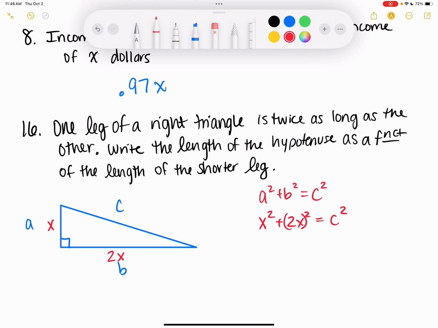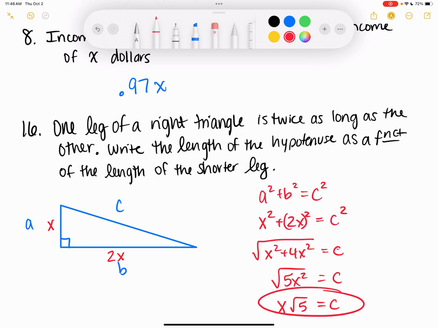So then, what do I need to do now? Take the square root of it. Yes, and what else? Combine X's. So what is this going to give me? X squared plus 4X squared, which is 5X squared, under the square root. Now, should I leave it this way? No, because it's a function. Take out an X. So X times the square root of 5 is equal to C, and that would be my equation.